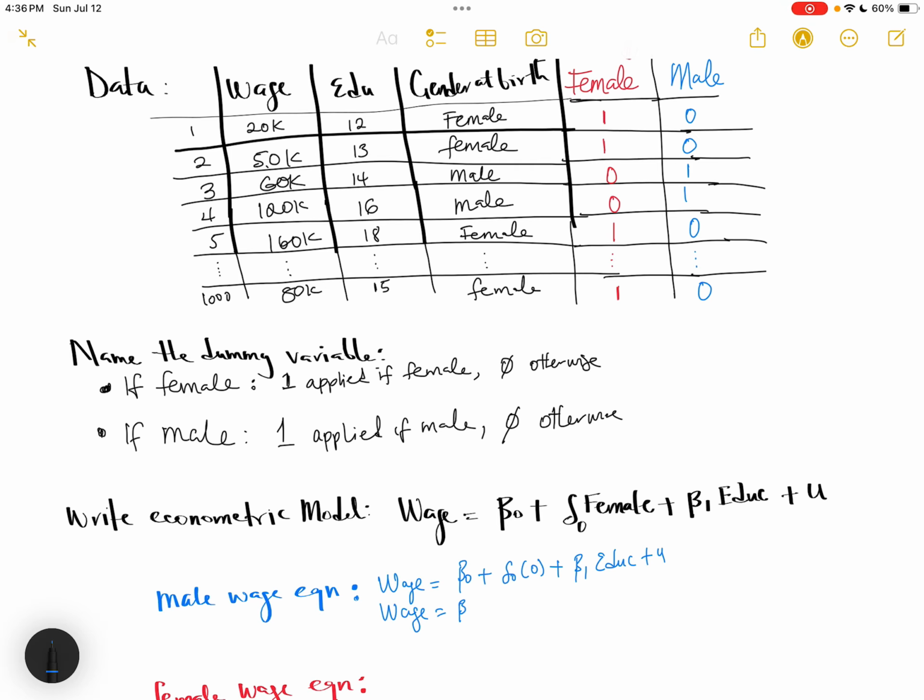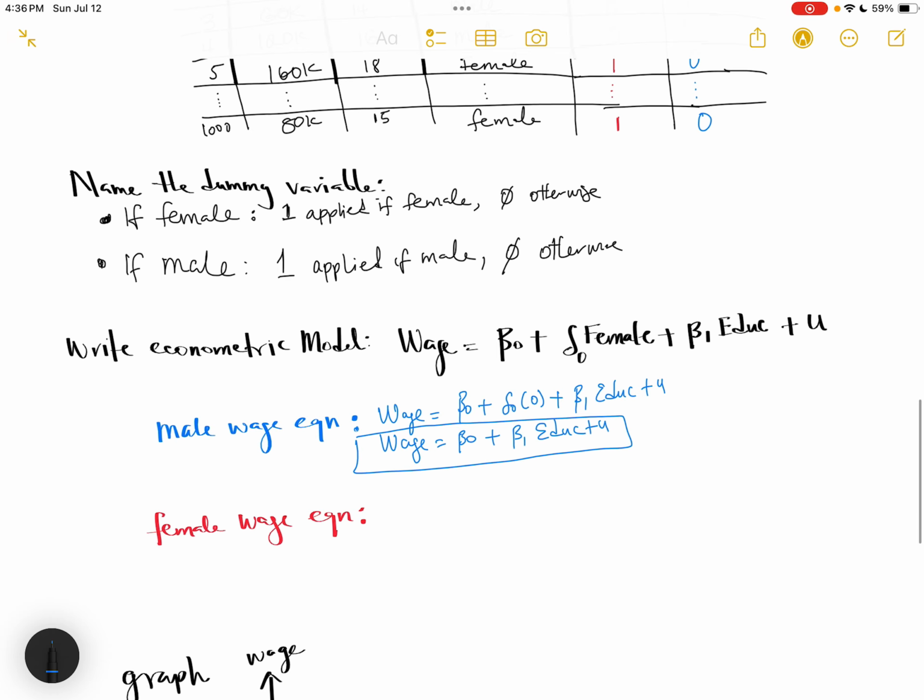Now this goes to wage equals beta 0. Delta 0 times 0 is 0, plus beta 1 times education plus u. And so the male wage equation is this one right here. That's the male wage equation.